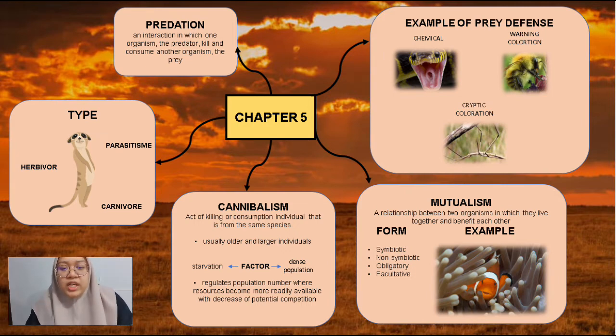We have come to the end of Chapter 10, which is the positive interaction between organisms, which is mutualism. Mutualism is a relationship between two organisms in which they live together and benefit each other. There are four forms of mutualism, which are symbiotic, non-symbiotic, obligatory, and also facultative. For example, the mutualism interaction between sea anemone and also clownfish.